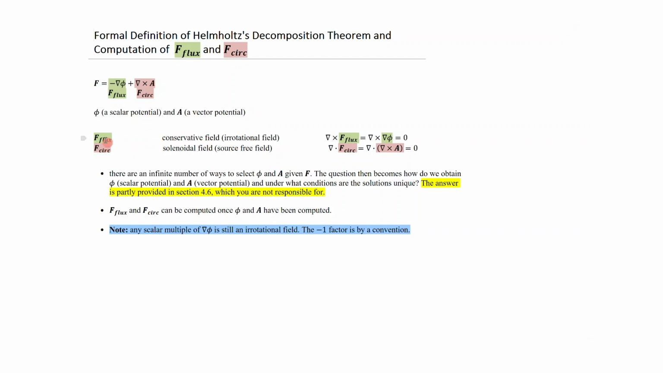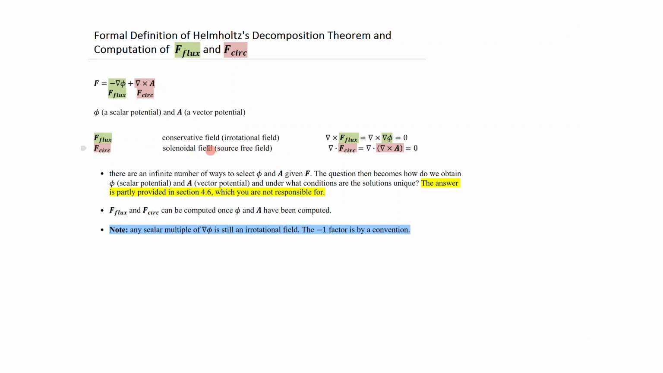Now the other thing is some nomenclature. F flux, which is the field which has pure source type behavior, we call an irrotational field. In other words, no rotational component, but it's also called a conservative field. And this has partly to do with the fact that this has been borrowed from physics when we talk about conservative fields. F circulation, which is the circulation component of the field, is called a solenoidal field. And this is one we refer to as a source-free field.